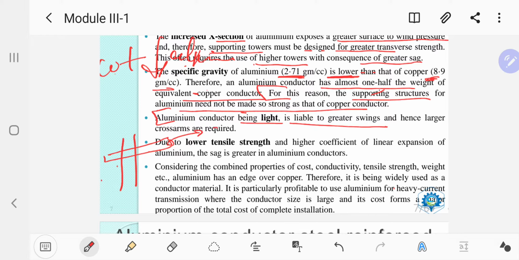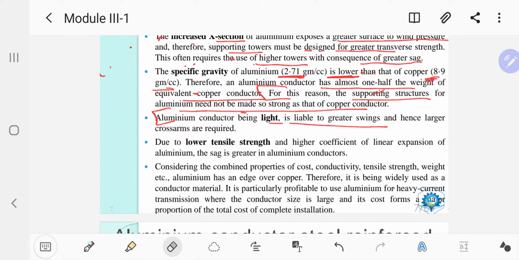These are known as cross arms. The length of the cross arms should be higher. Why? Because if the swing is greater, there is a chance for the conductors to touch each other, isn't it? So to remove this problem, we have to keep longer cross arms. So that is the disadvantage of aluminium being light in weight.